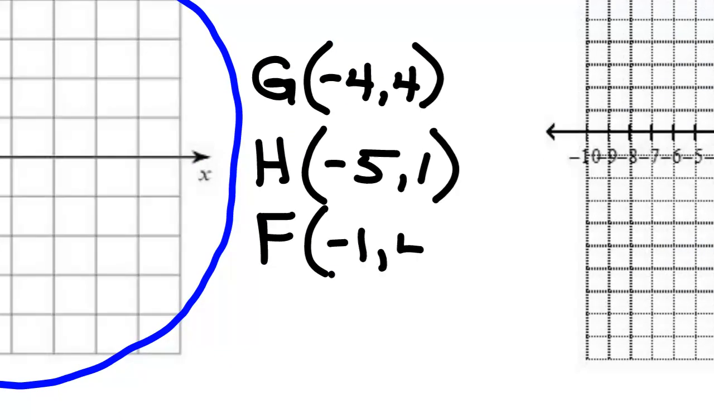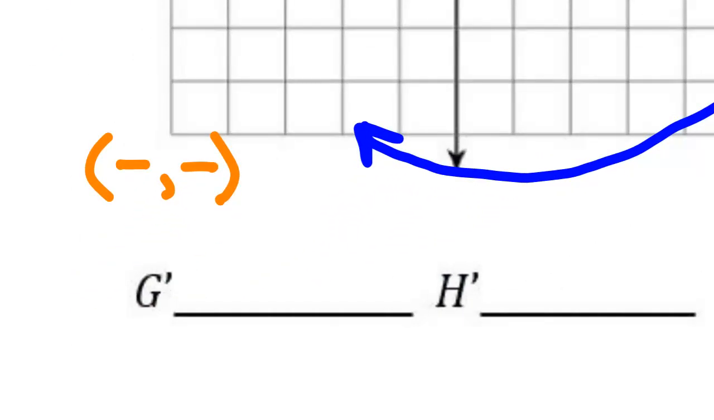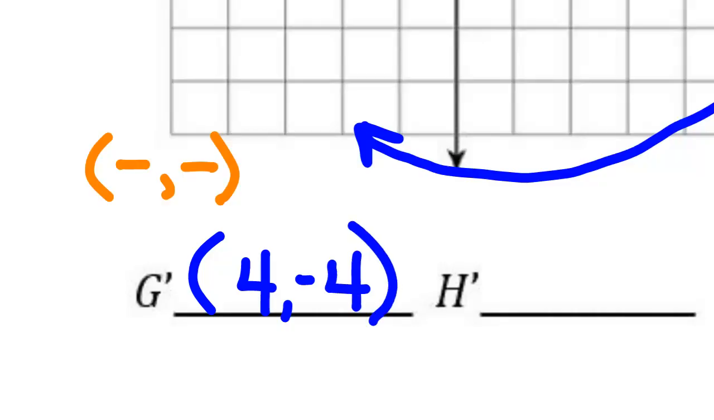Negative 1, 4. We're going to take all 3 of those ordered pairs, we're going to flip them around, and then we're going to check our signs, match our signs. So I would have 4, negative 4 for G prime to start with.